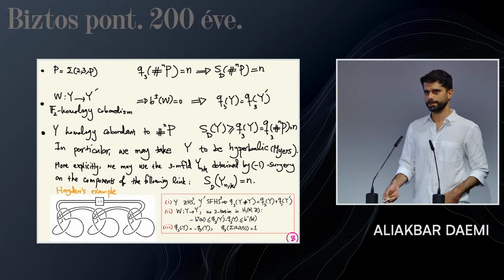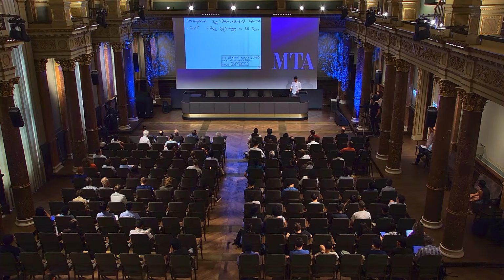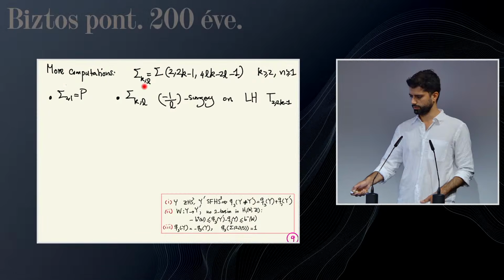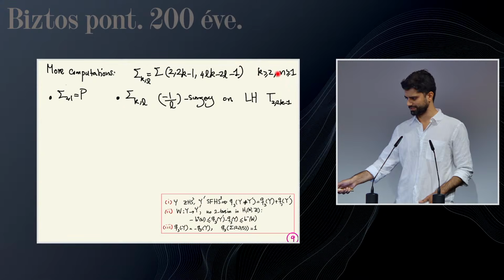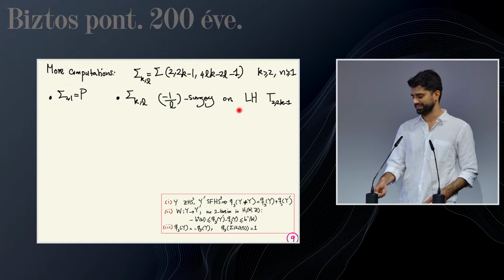Any questions? Okay, let's do some more computations. So this is related to the second part of the theorem. Remember there was this family of Brieskorn homology spheres. Now there is no typo. These are all L, except that there is another typo here. This n has to be L. So this sigma(K,L) is supposed to be -1/L surgery on the left-handed two-bridge knot T(2,2K-1).